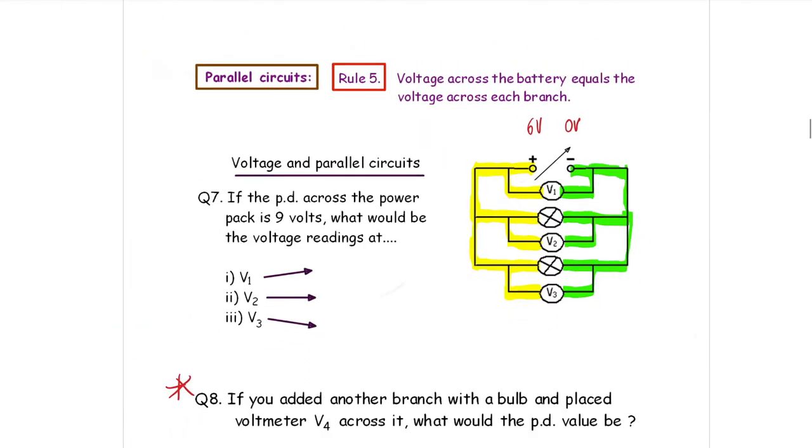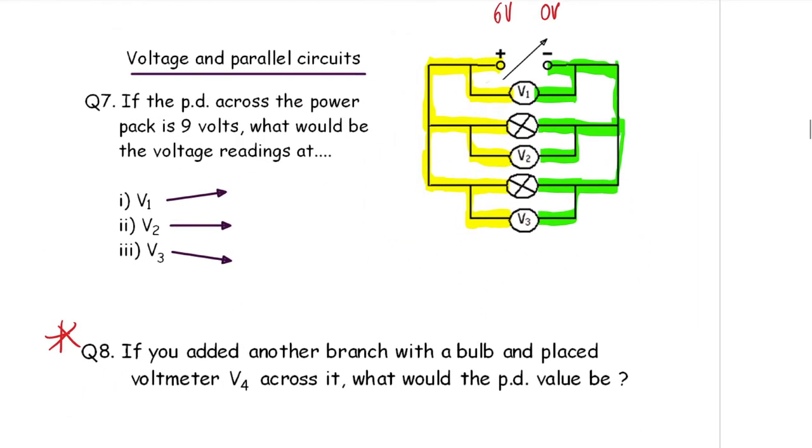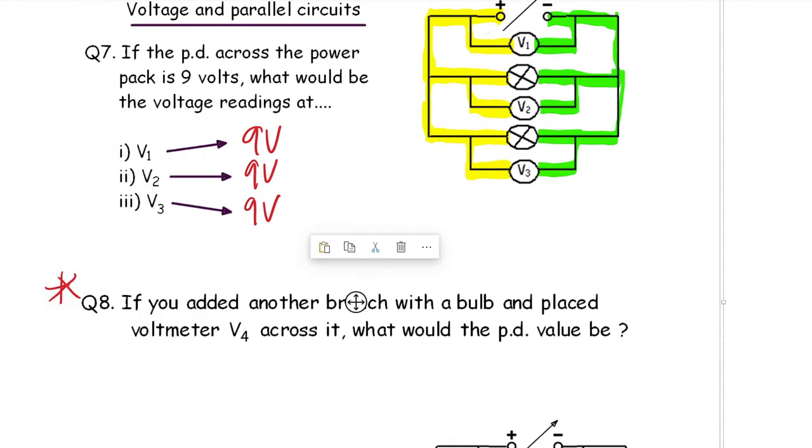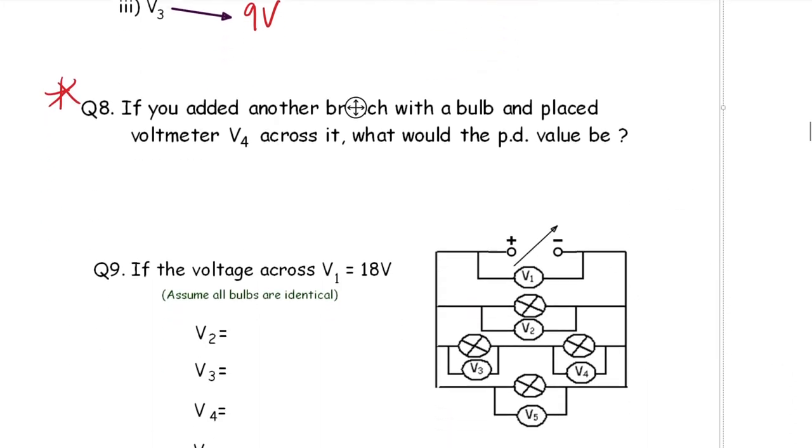If we now look at question 7, it says, if the PD across the power pack is 9 volts, let's change it from 6 to 9. What would be the reading at V1, V2, V3? Well, that's going to be 9 volts, 9 volts, 9 volts. Pretty straightforward. Question 8, if you added another branch with a bulb and placed voltmeter V4 across it, what would the potential difference be? Just remember, potential difference, PD, is the same as voltage. So that would also be 9 volts.